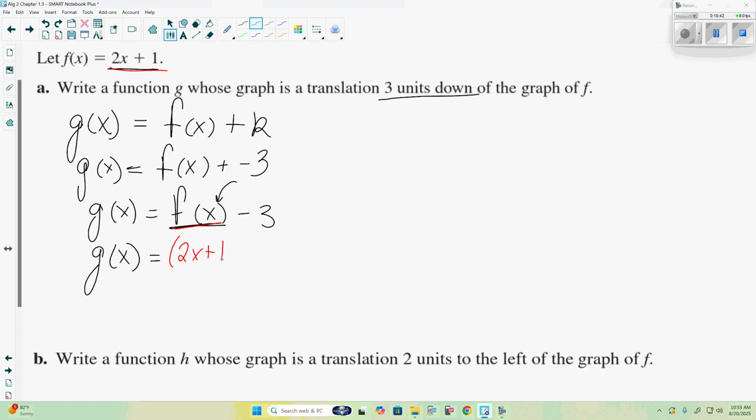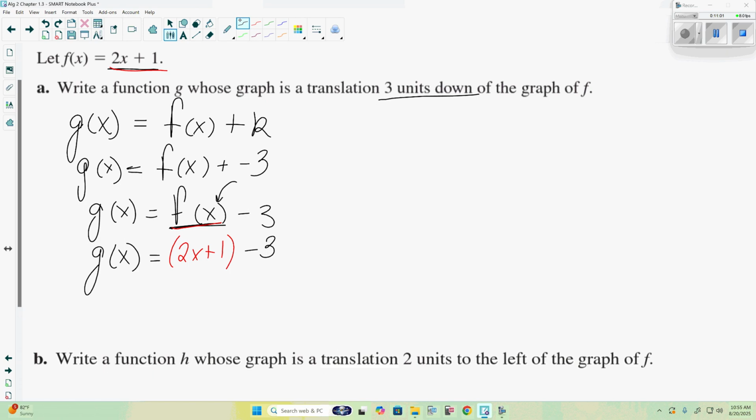2x plus 1. And when we replace something or plug something in, we always put parentheses around it, just in case we have distributive properties or negative subtraction. We have anything that's going to affect the signs itself.